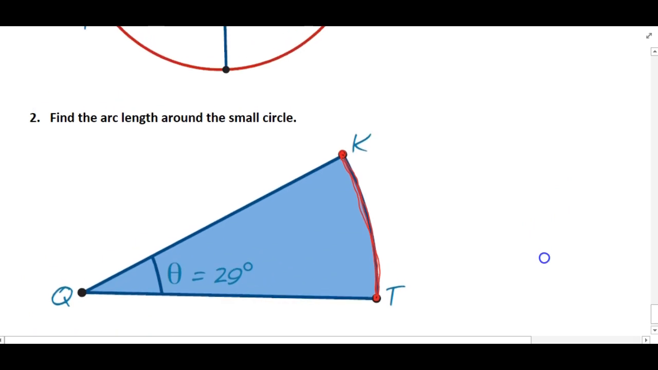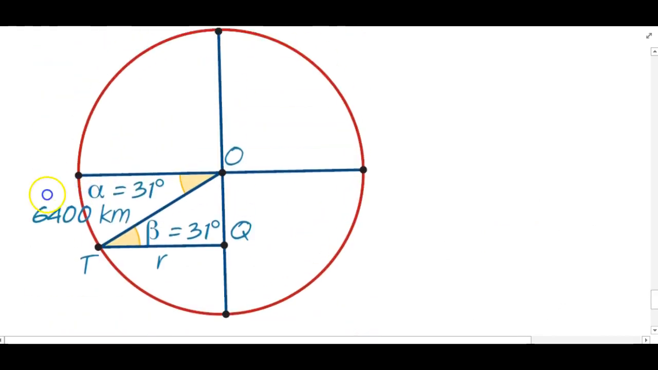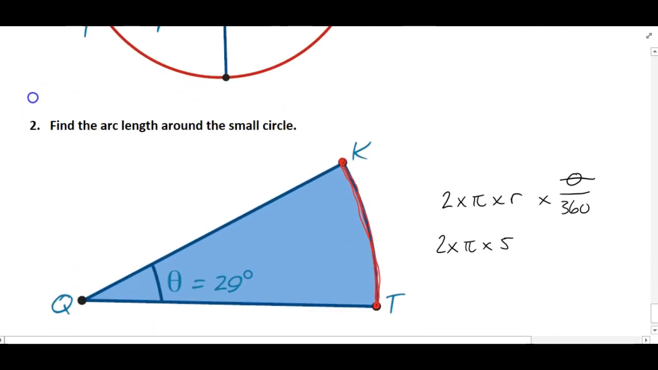And so you go back to your standard equation for finding out an arc length, which is the circumference, which is 2 times pi times r, times the fraction of the angle over 360. Okay, and that's to find out the length. So if we substitute in our known values here, we've got 2 times pi times 5,485.87, and that's going to be times 29 over 360. And if we type that in a calculator, we should get our answer for the distance.